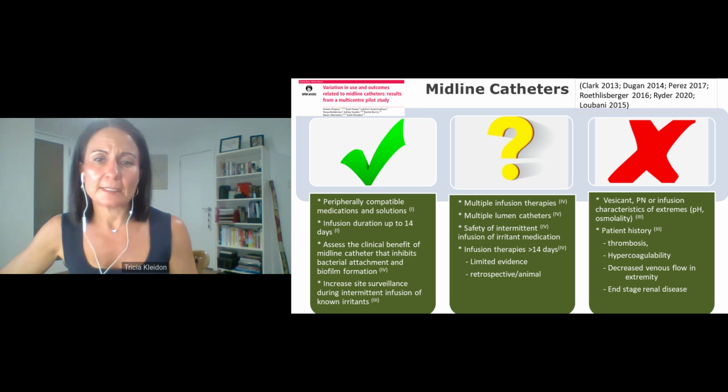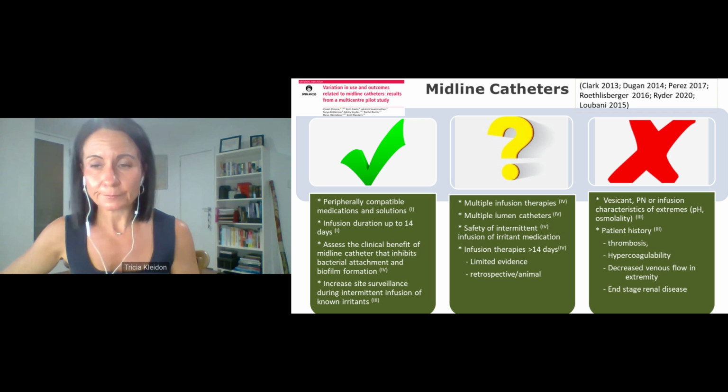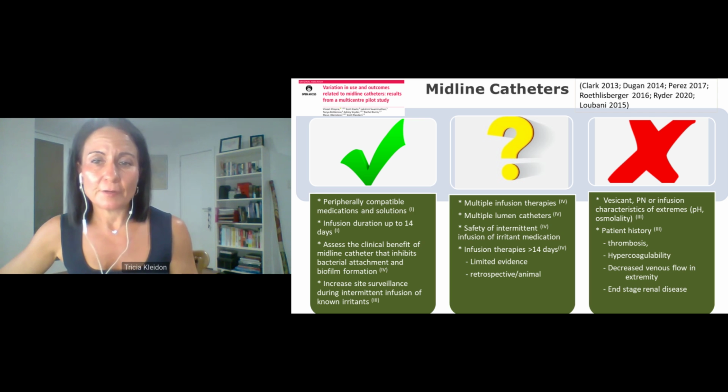So with the available evidence, it is fair to say that midlines should not be used to deliver vesicant drugs. They're less likely to perform well when multiple infusions are required and when infusion therapies of extreme pH and osmolarity are needed. So similarly, good evidence, although this is largely retrospective and cohort in nature, exists to restrict insertion of midlines when the patient has a history of thrombosis, hypercoagulability, decreased venous flow to the extremities, or end-stage renal failure.